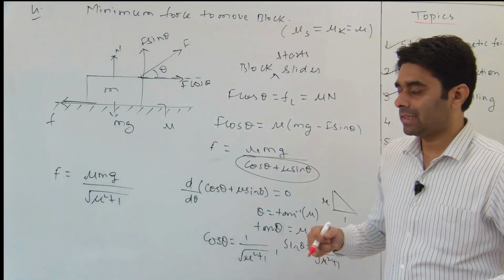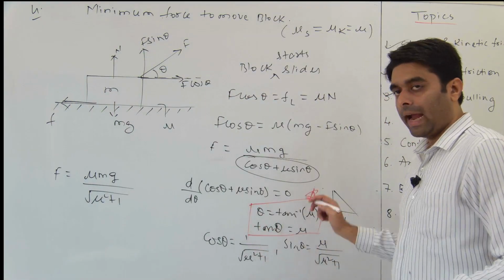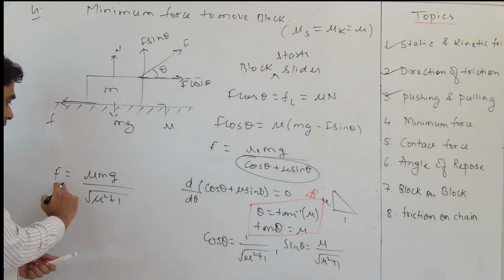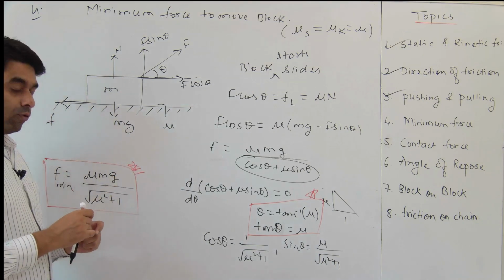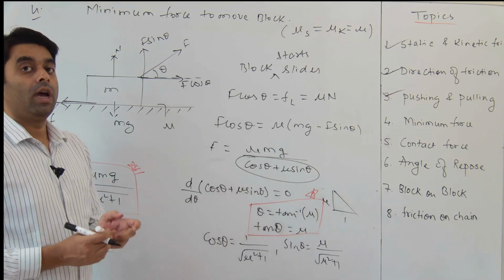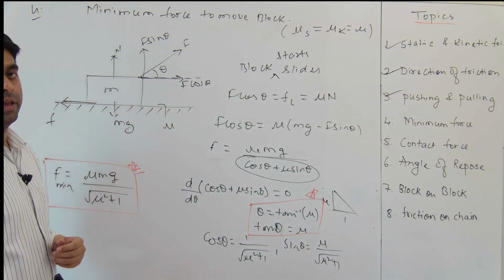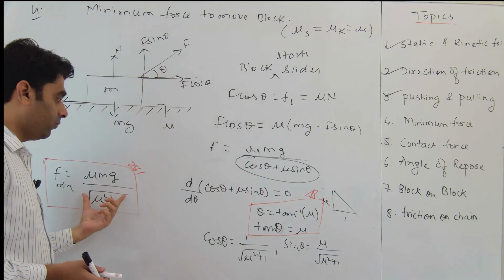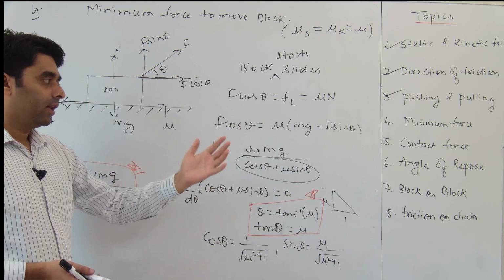The two results that we should keep in mind over here: theta, and this is our minimum force. At what angle should the force be applied? Theta equals tan inverse of mu. How much force should be applied? Mu mg by root over mu square plus 1 is the minimum force to move the block, and at this angle this force should be applied. I hope this is okay. Let's move ahead.